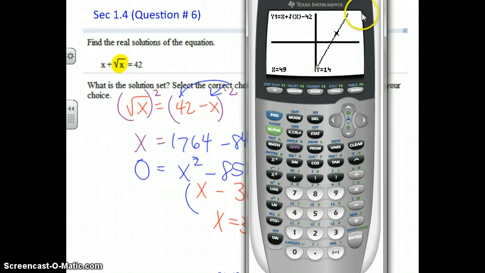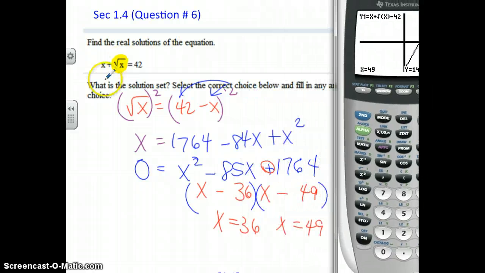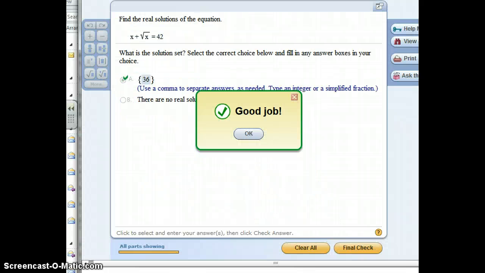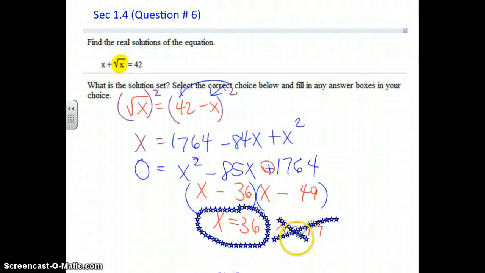So although this graph is not linear, it appears to be linear. I could zoom out and show you what this actual graph is doing, but I'm convinced that 49 is not a solution. It's an extraneous solution, so we will throw out the 49, and the only remaining solution is 36. And going back to my MyMathLab, I went ahead and plugged that in, and sure enough it says good job. So I know 36 is the correct solution.